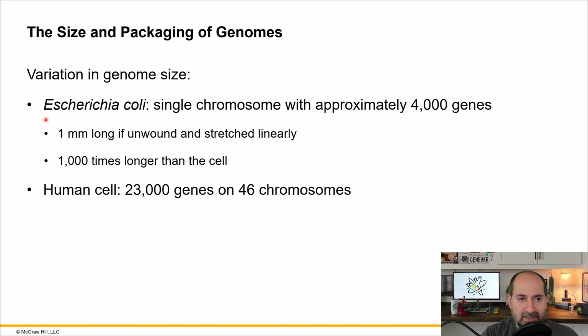And then we talked about variation in genome size. You should know that prokaryotes have fewer genes and less DNA in general than eukaryotes. For example, E. coli has about 4,000 different genes, while a human cell has about 23 to 25, by some estimates, 1,000 genes. E. coli only has a single chromosome, while humans have 46 chromosomes. Also, remember, prokaryotes have circularized chromosomes, usually, while eukaryotes have linear chromosomes.